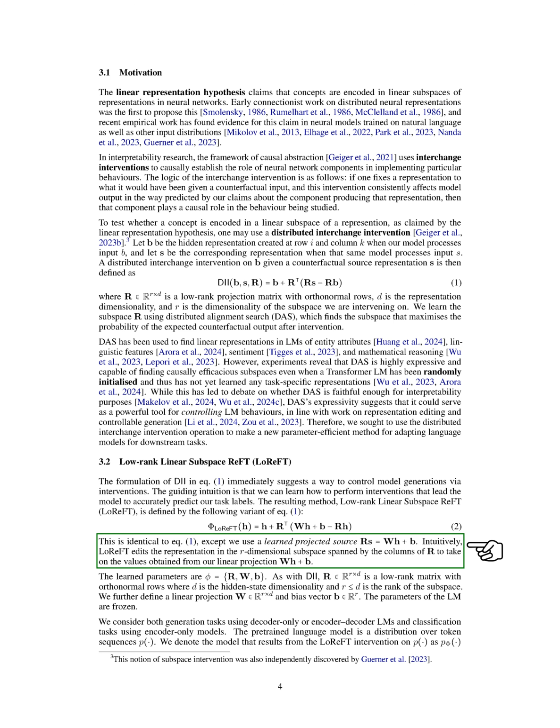LoReFT edits representations in a subspace to align with a linear projection, aiming to improve task label predictions. The parameters of LoReFT include a low-rank matrix, a linear projection, and a bias vector. We freeze the LM parameters and apply LoReFT to both generation and classification tasks.